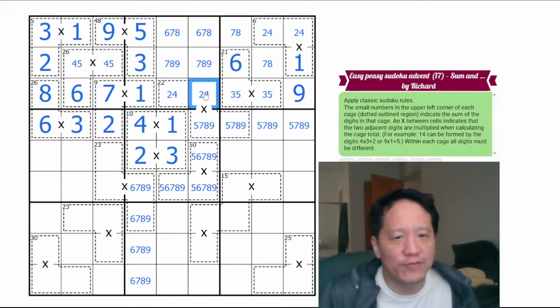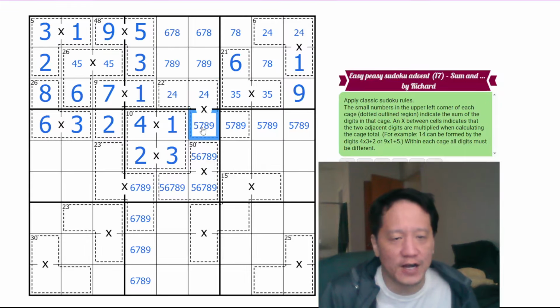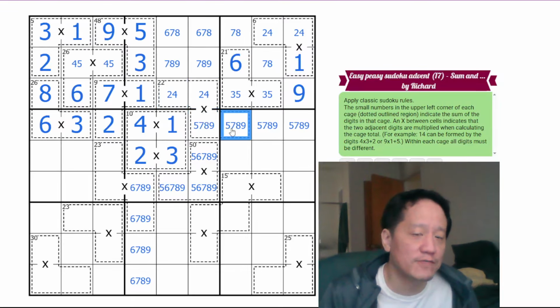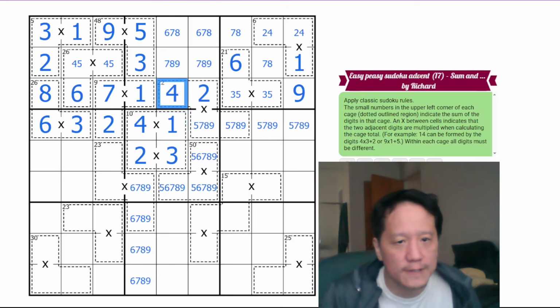Can this ever be 4 times something? Well, the somethings are 5, 7, 8, 9. 4 times 5 at minimum is 20. 20 plus 2 plus 5, or plus 7 actually, would be way too big for 22. So this can never be 4. This is 2. This is 4 then.